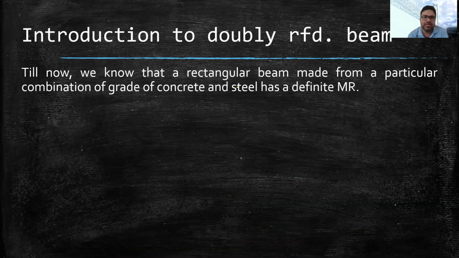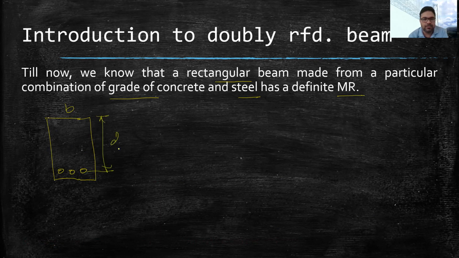So till now, we know that a rectangular beam, which is of reinforced concrete, is made up of a particular combination of grade of concrete and steel, and it has a definite MR. So if I make a diagram of the beam, which is mainly the singly reinforced beam, and this is the B and small d, and this is the neutral axis. So this beam has a definite MR, and what is MR? MR is basically the moment of resistance.